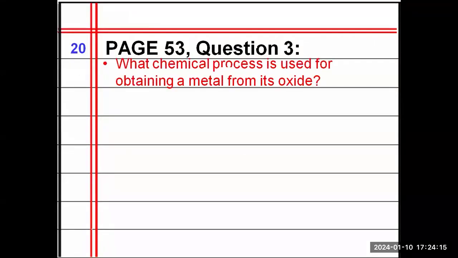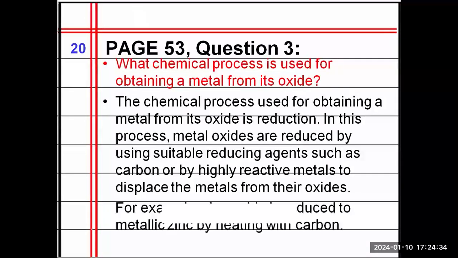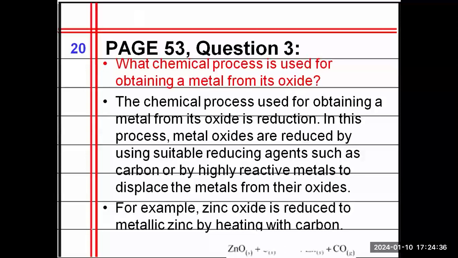Now we have a question here. What chemical process is used for obtaining a metal from its oxide? So we've seen just now, reduction is used to get the metal from its oxide form. And to reduce, you can have any reducing agent. It can be carbon or any highly reactive metal. So an example is given here for zinc.